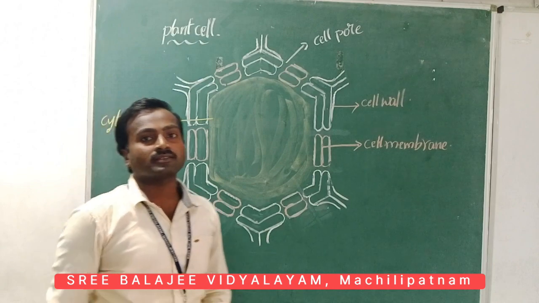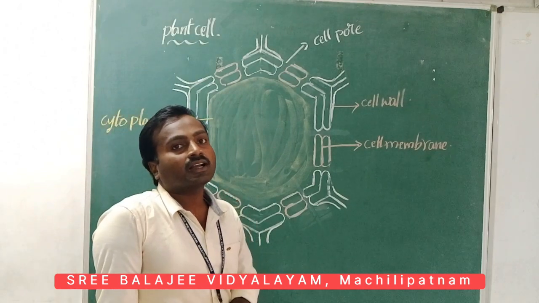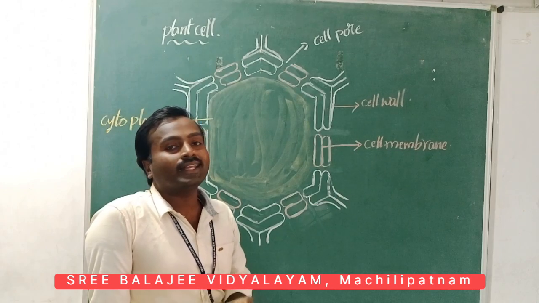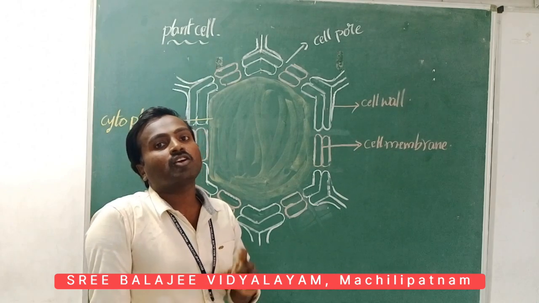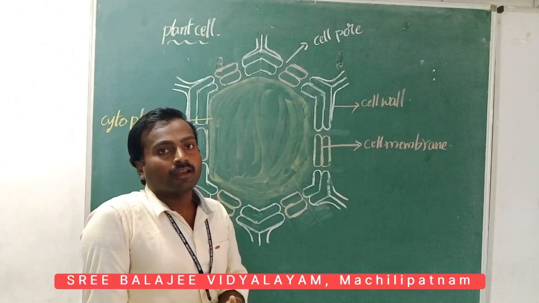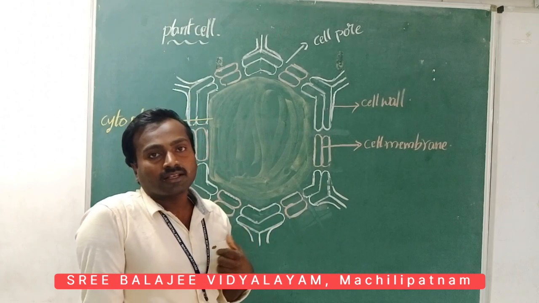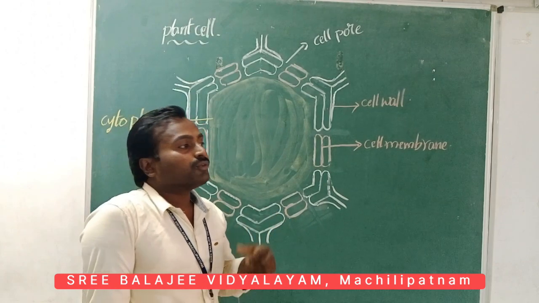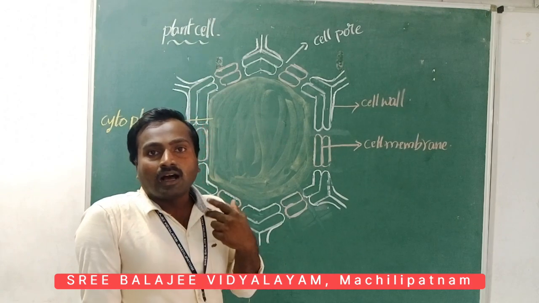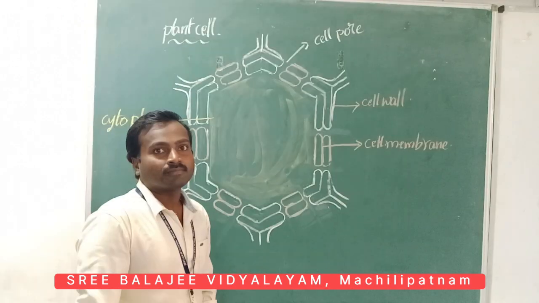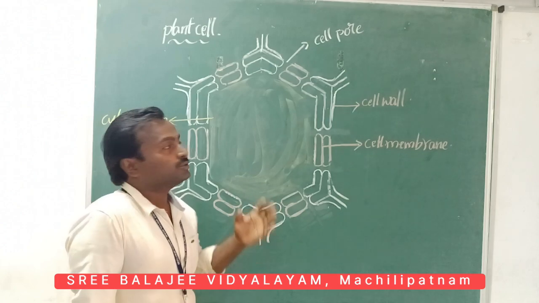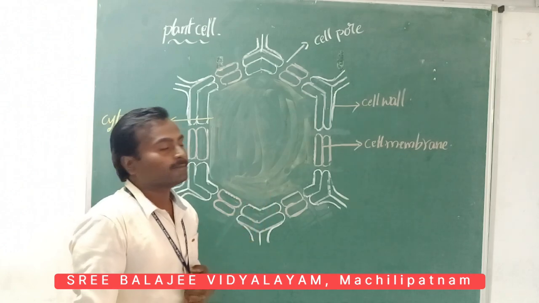In this cytoplasm, we can see some cell organelles. Organelles means microscopic structures which can be seen only under the microscope. We cannot see the organelles with our eyes. So which organelles are there, and which play an important role in the plant body? Now I am going to draw those organelles in the plant cell.